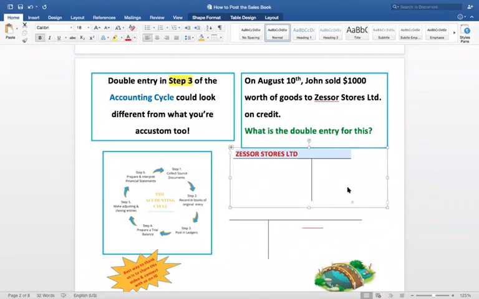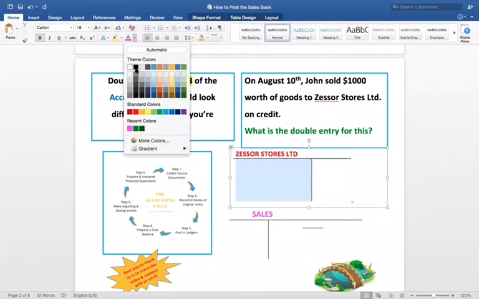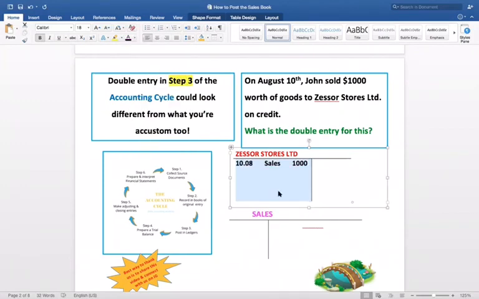So you open up your accounts. You have your Zessa Stores Limited. You're going to record a sale. So you also open up your sales account. Then you debit Zessa Stores Limited $1,000, and you also credit your sales account with the $1,000. Now this is simple, this is easy.